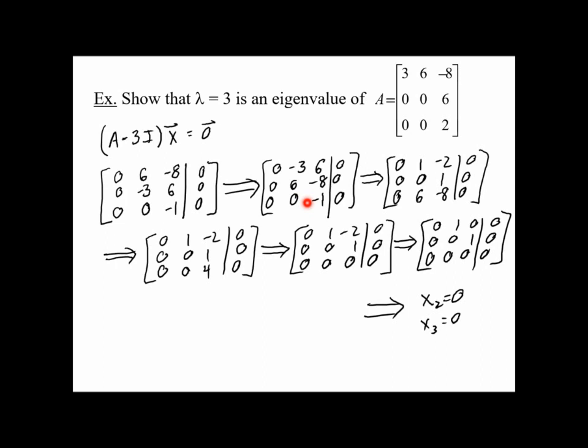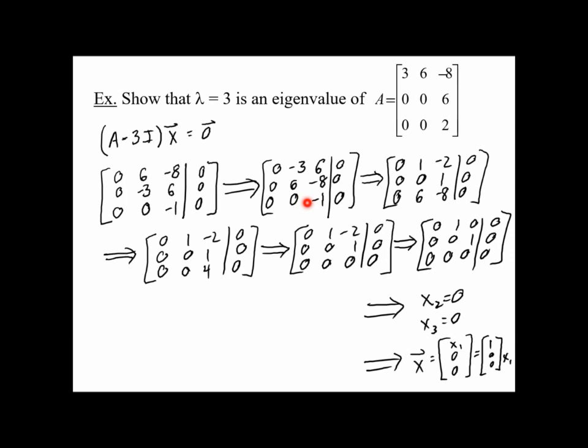And that's all I've got. That's all the information I've got. So that tells me that my solution, the second component is 0 and the third component is 0. But the first component can be anything it wants to be. So this would be the vector 1, 0, 0 times x1. The only restrictions are x2 and x3, but x1 can be anything it wants to be.